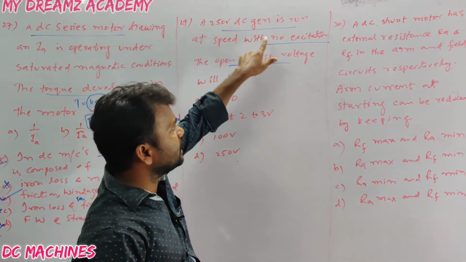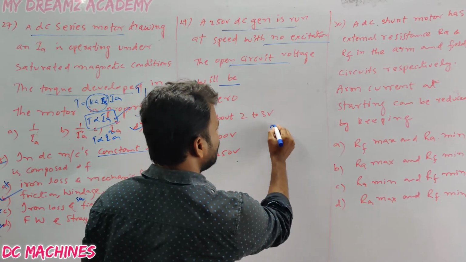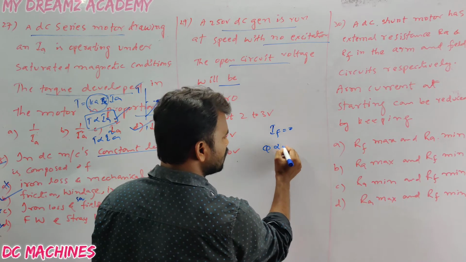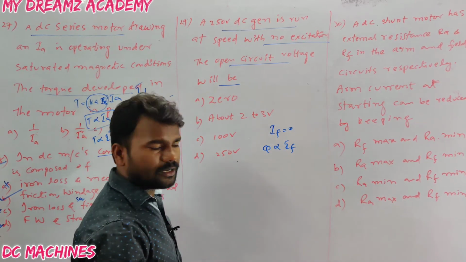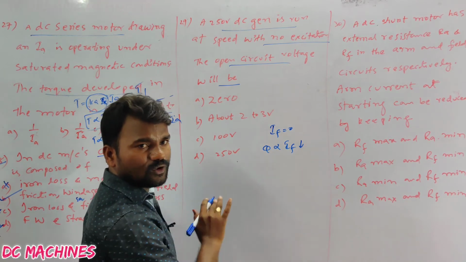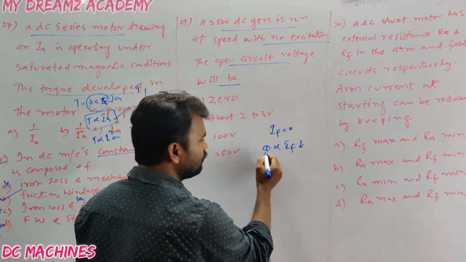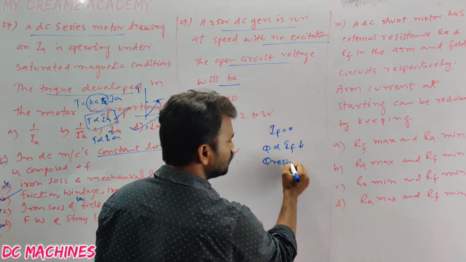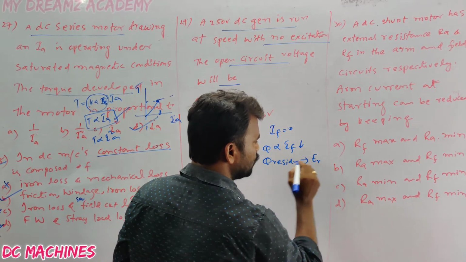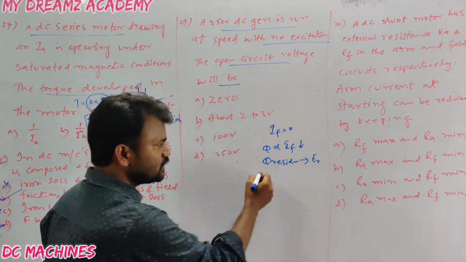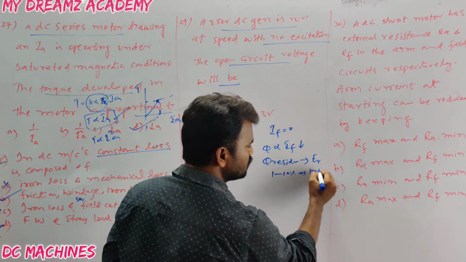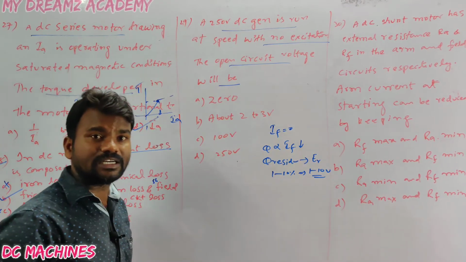For a DC generator, no excitation means field current equals 0. We know that flux is directly proportional to field current. If field current is 0, there is no flux in the DC generator, only residual flux. Due to the residual flux, residual voltage will be produced. The residual flux is 1 to 10%, meaning a residual voltage of 1 to 10 volts can be generated in the generator.